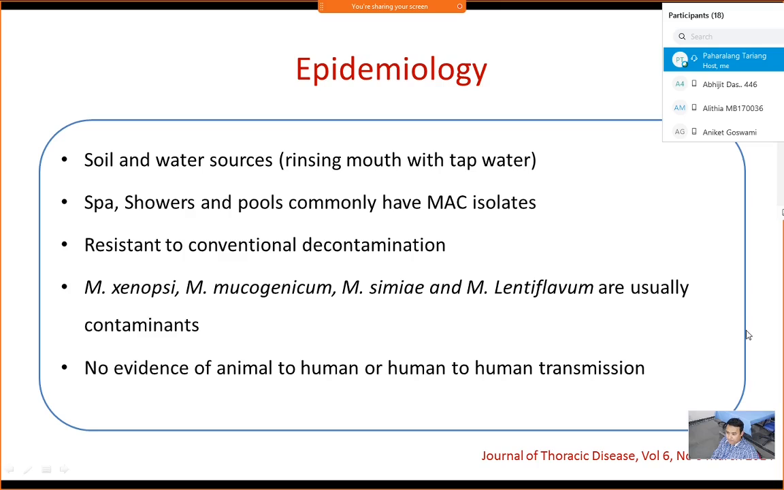So, the epidemiology of NTM: basically, like I said, the most important sources are soil and water. Spas, showers, and pools commonly have MAC isolates. They are resistant to conventional decontamination. As you know, they have a cell wall and a biofilm, so they are usually resistant to physical decontamination. And there is no evidence of animal-to-human or human-to-human transmission of non-tubercular mycobacterial infections.